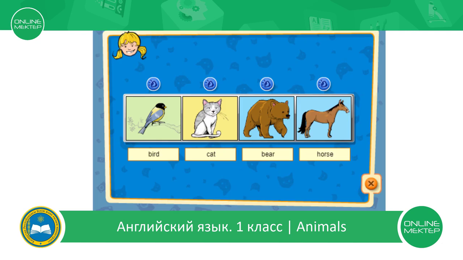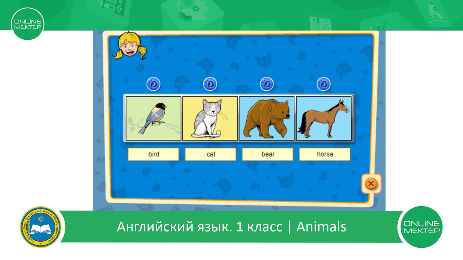Let's continue. Now, look at the pictures and words. Listen and repeat after me. Bird, bird. Cat, cat. Bear, bear. Horse, horse. Now let's do the exercise.